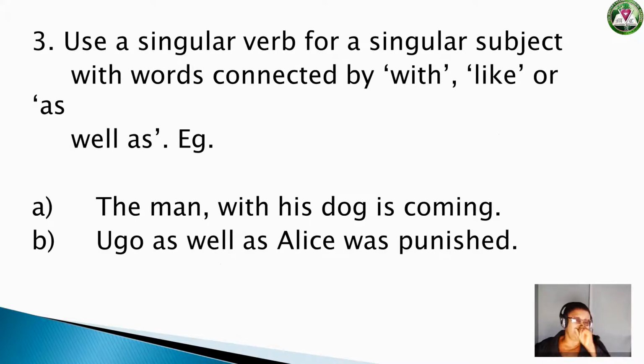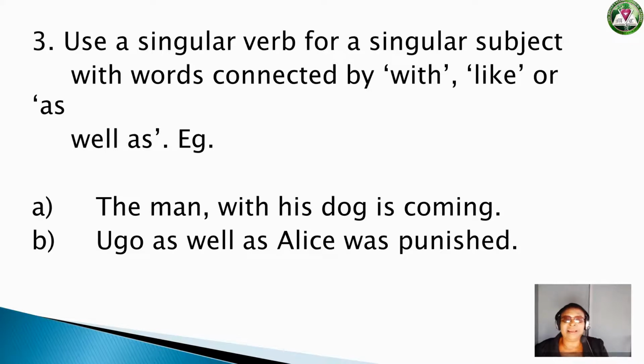Let's see rule 3. We are asked to use a singular verb for a singular subject with words connected by with, like, or as well as. Example in a sentence form.